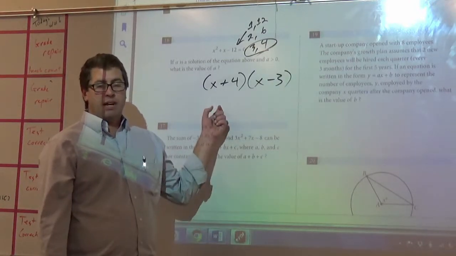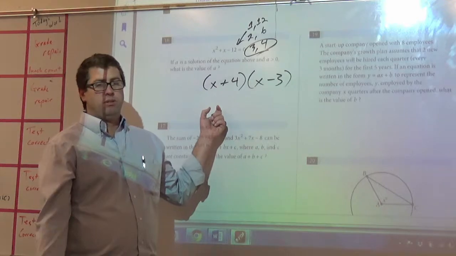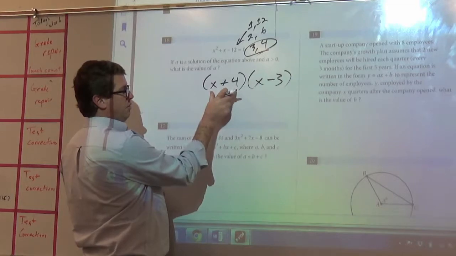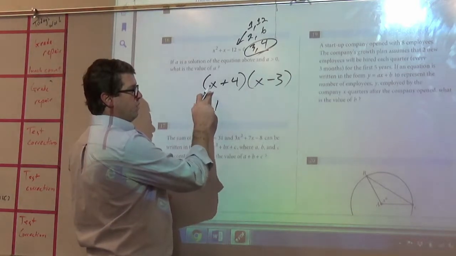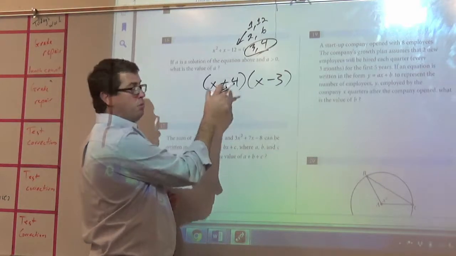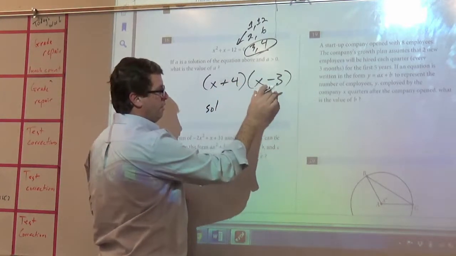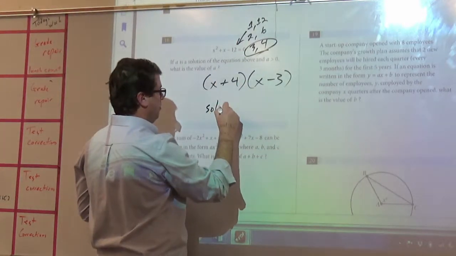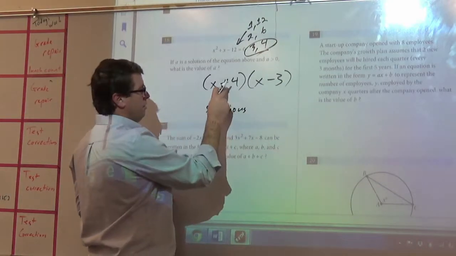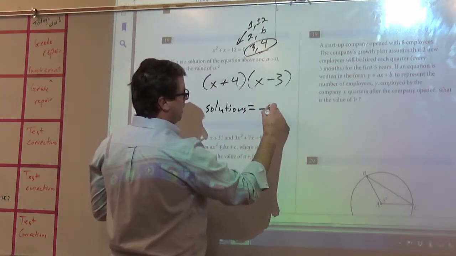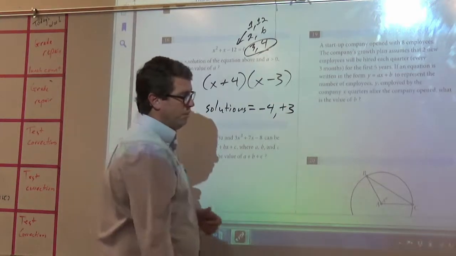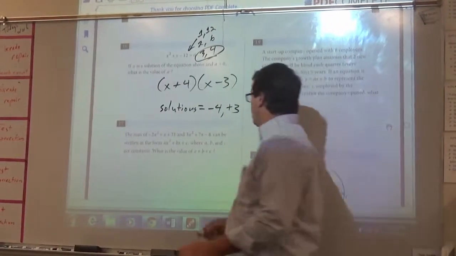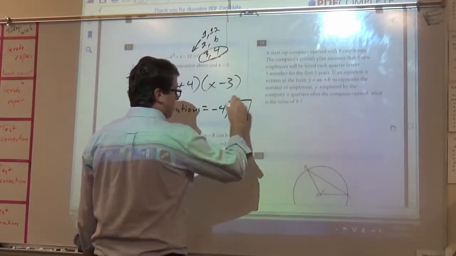Now, these are the factors, but they don't want the factors. They want the solutions. So my solutions, I need this to be 0. So when x is negative 4 and 3 gives me 0. We're multiplying, so 0 times anything makes the whole thing 0, which is what they want. That's what the solutions are. So my solutions, I'm just going to flip the signs on these. My solutions are negative 4 and positive 3. Now, they said that A is greater than 0. So my actual answer is the 3.